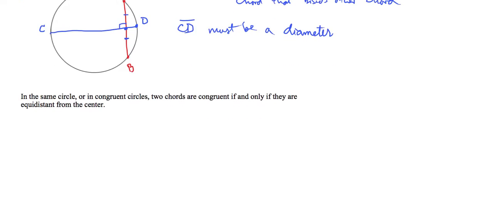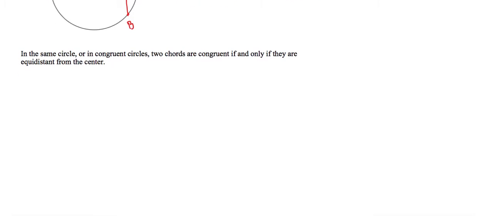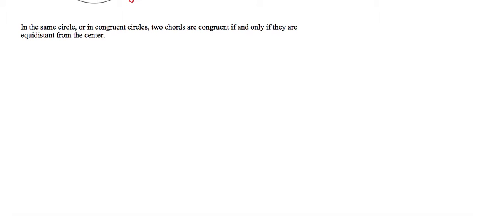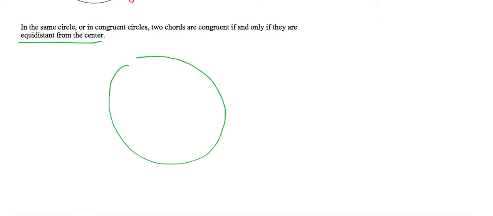One last theorem, I should say, before we get to the examples. In the same circle or in congruent circles, two chords are congruent if and only if they are equidistant from the center. So this is saying equidistant from a point. Okay, two chords are congruent if and only if they are equidistant from a point. So let's say I have a center here, and then I have a chord, we'll say CD.